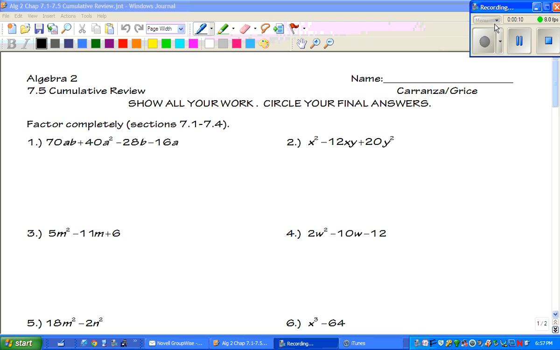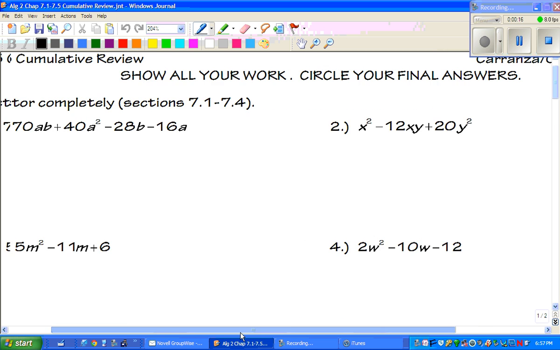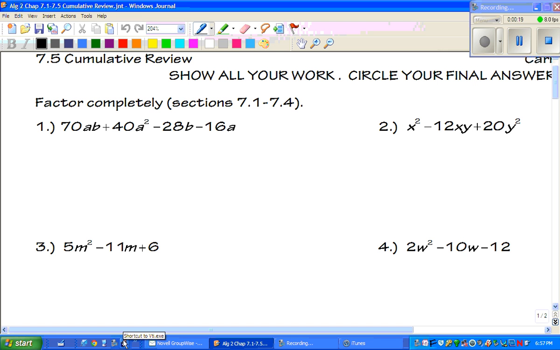Remember to show all of your work and to circle your final answers. So, starting with number 1. Just factor completely. So, all we have to do is factor, we do not have to solve.